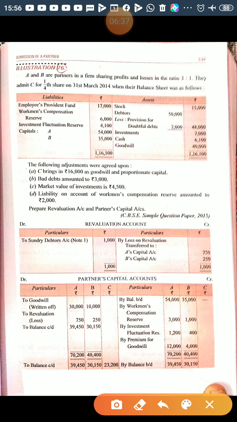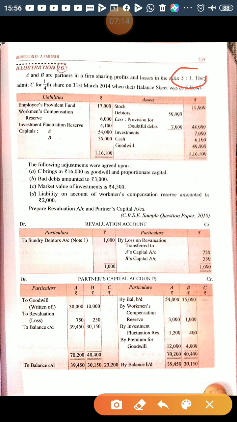A and B are partners in a firm sharing profit and losses in the ratio of 3:1. They admit C for 1/4 share on 31st March 2014 when their balance sheet was as follows. On the liability side, there are 4 items: employees provident fund, workmen compensation reserve, investment fluctuation reserve, and capital balances. On the asset side: stock, debtors less provision, investment, cash, and goodwill. The following adjustments were agreed upon.